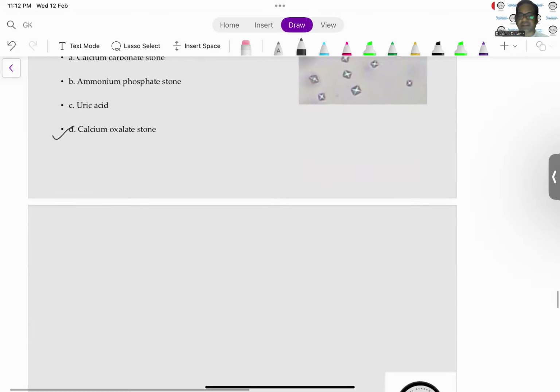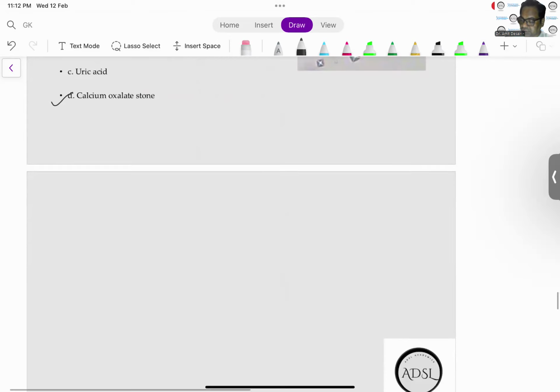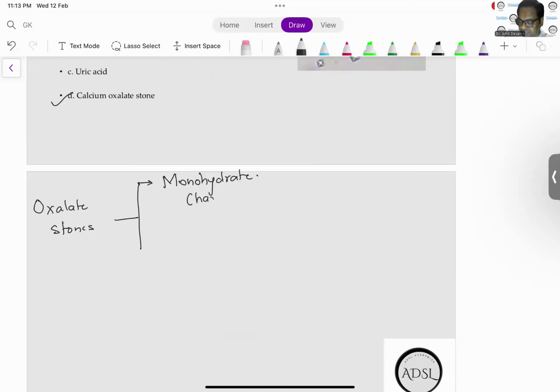So now let us see the various crystalluria and how these crystals look. If there are oxalate stones, there are two types of crystals. One is the monohydrate variety. These are hard stones. And how are the crystals going to look? The crystals are going to be dumbbell shaped, like a dumbbell, okay?